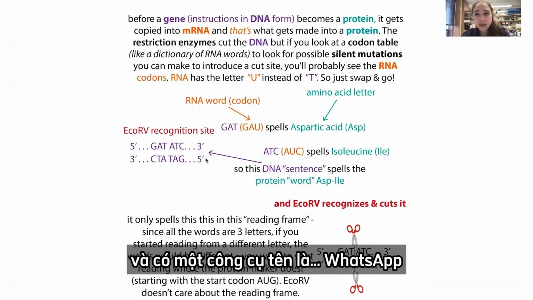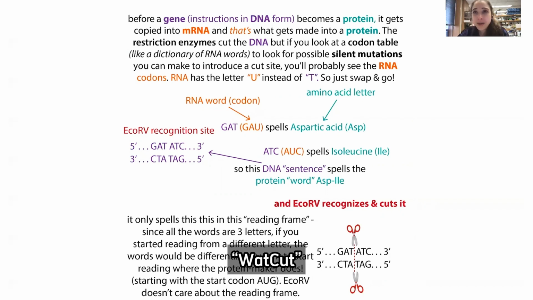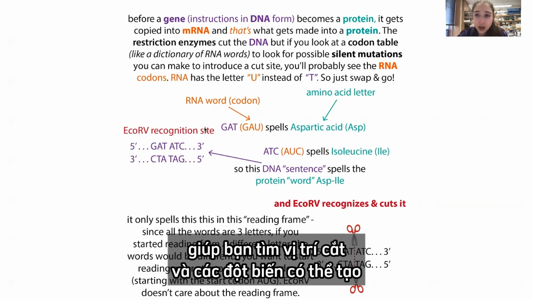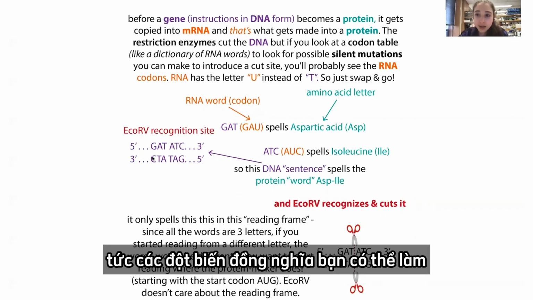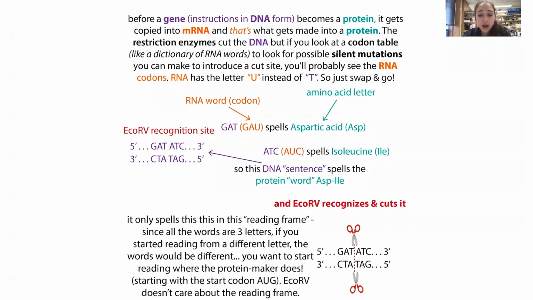And there's this tool called, not WhatsApp, WatCut, W-A-T-C-U-T, which helps you find cut sites and synonymous mutations you can make in order to introduce cut sites for various restriction enzymes.